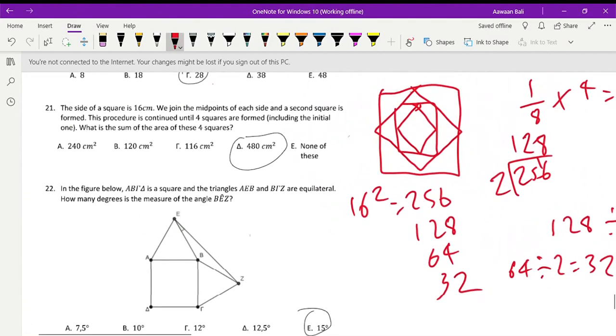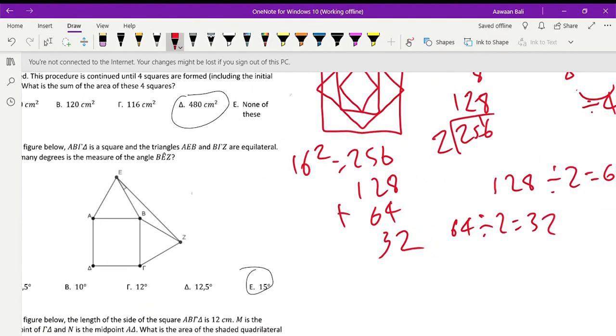So we just add them now. Let me align them. 256, 128, 64, 32. 6 plus 8 is 14, plus 4 is 18, plus 2 is 20, put the 2 there. 5 plus 2 is 7, plus 6 is 13, plus 3 is 16, plus 2 is 18, 1, 2 plus 1 is 3, plus 1 is 4. 480.